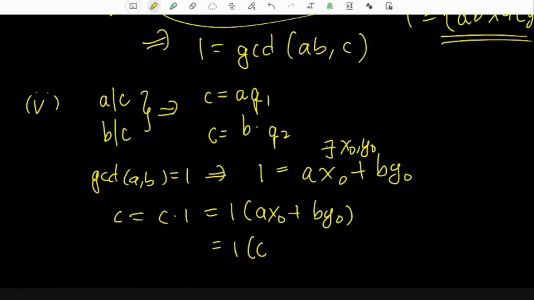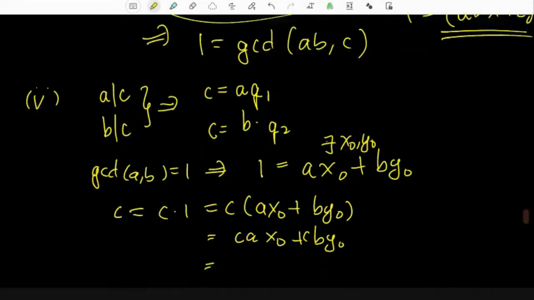Okay. Sorry, ano na yung value natin kanina? Times C, mali ako, times C. Sorry. This is times C. So, si C, pwede natin i-multiply: CAX0 plus CBY0. Yan. Okay. Pero, si C ay equal sa BQ1. Tama ba? O BQ2? BQ2 rather.